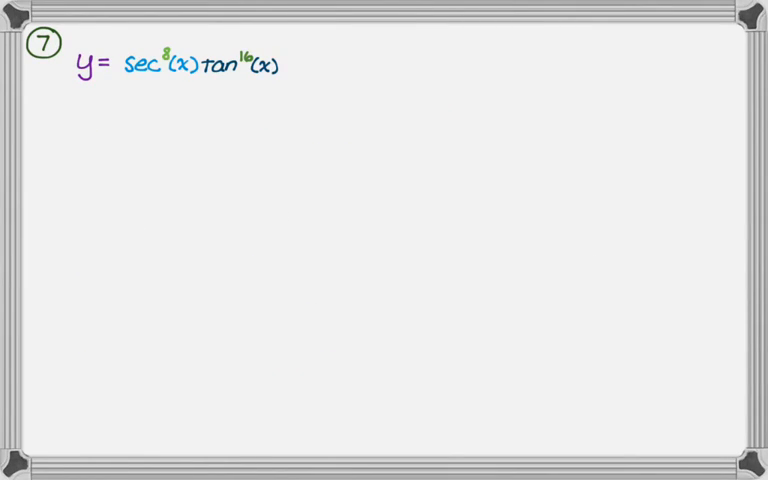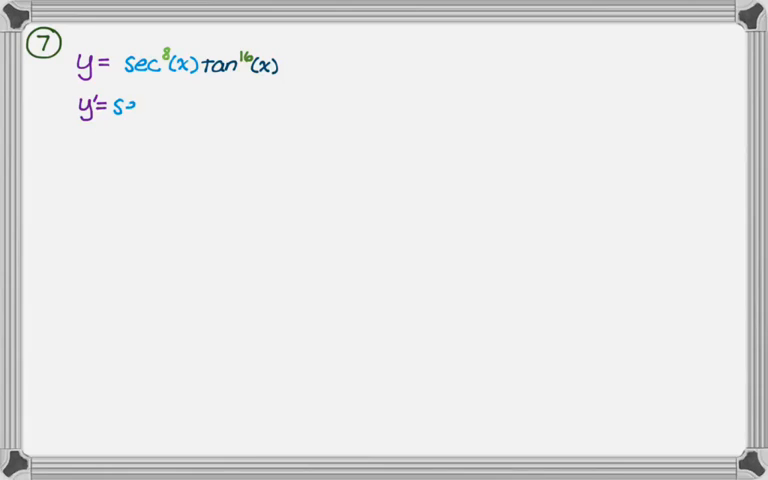So y is equal to secant of x to the 8th times tangent of x to the 16th. So that's another product rule, and it's going to be kind of long, not like hard long, but like it's going to fill this line. All right, here we go.